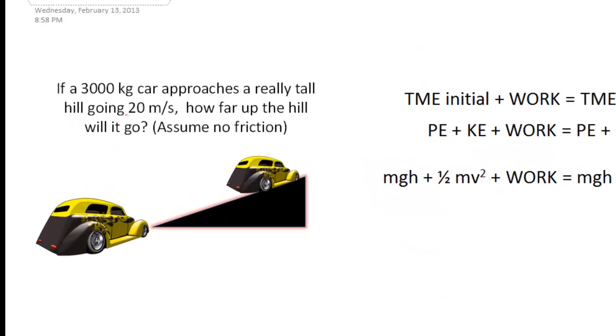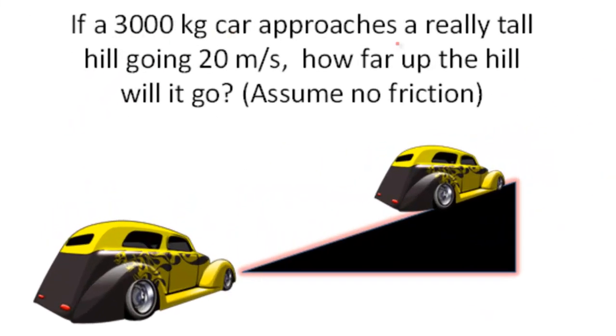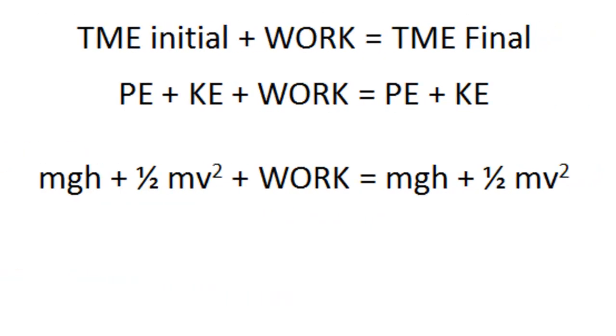In this problem, guys, a 3,000 kilogram car approaches a really tall hill going 20 meters per second. And we're going to say how far up the hill will it go, and we're also going to make two assumptions here. We're assuming that the driver is letting off the gas pedal and you're coasting up the hill. And we're also going to assume that there is no friction. So if there is no friction, that means there is no work, and there is no positive work either because we're coasting up a hill.